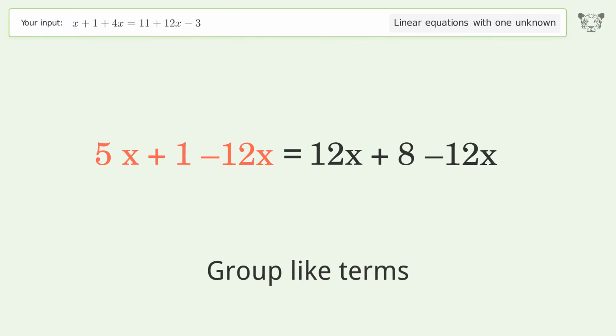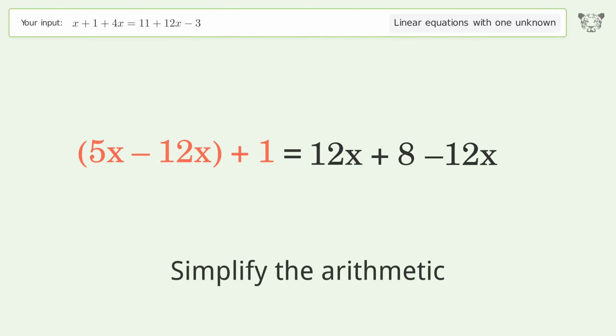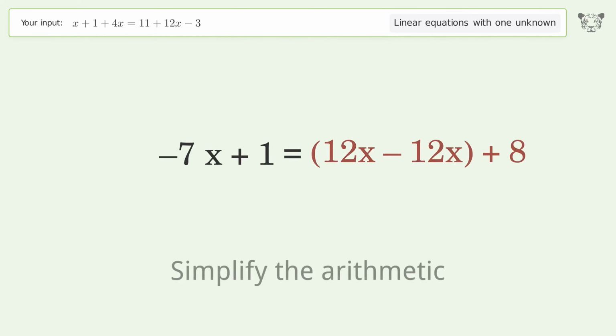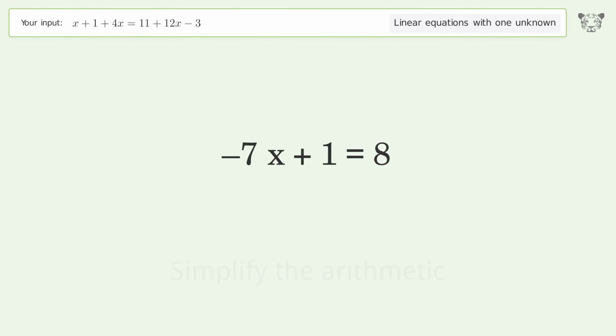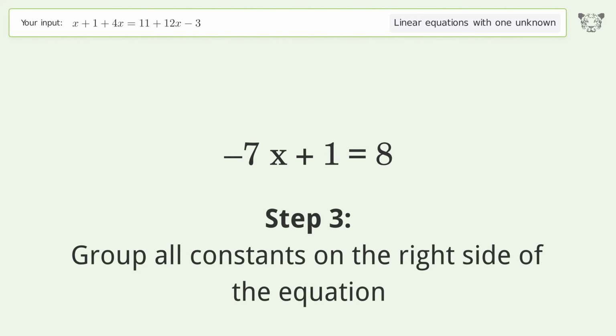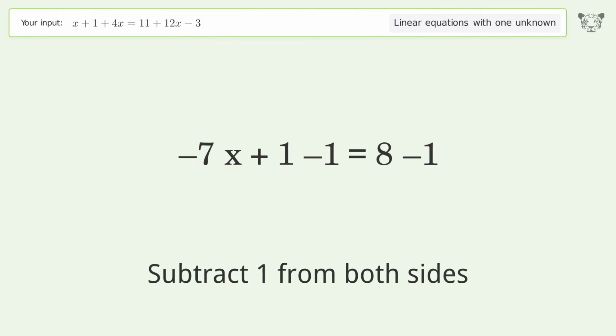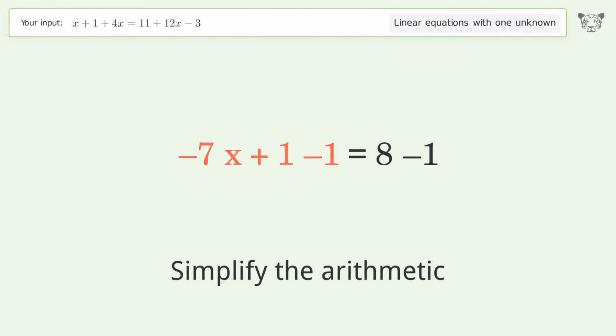Group like terms. Simplify the arithmetic. Group like terms. Simplify the arithmetic. Group all constants on the right side of the equation. Subtract 1 from both sides. Simplify the arithmetic.